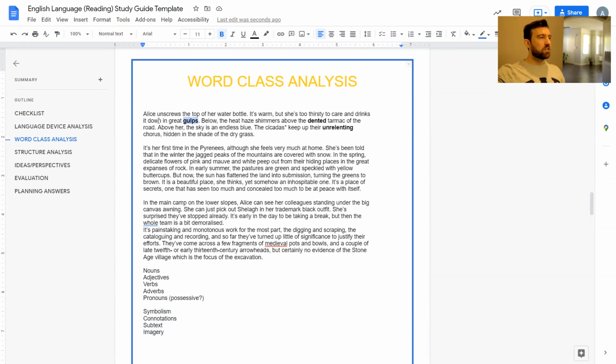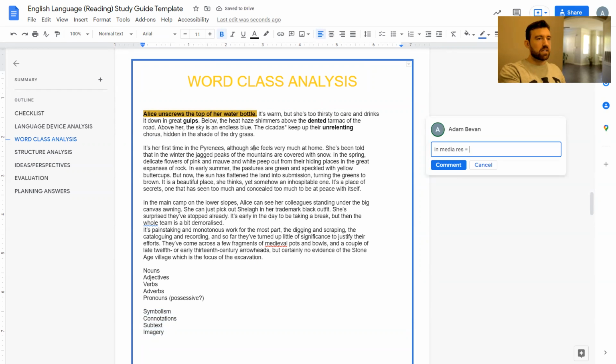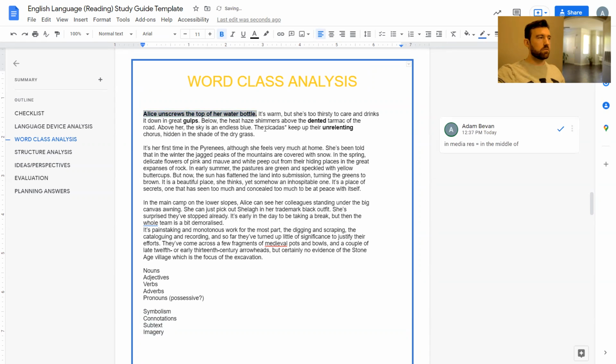So the first word, well, let's read it together. So Alice unscrews the top of her water bottle. Now, you know, this isn't part of the lesson, but that's called in media res as well. That's a little bonus Easter egg for you. In media res means that it begins in the middle. This is something really good for you to think about. We'll be doing structure next week, but I'll just quickly say that.